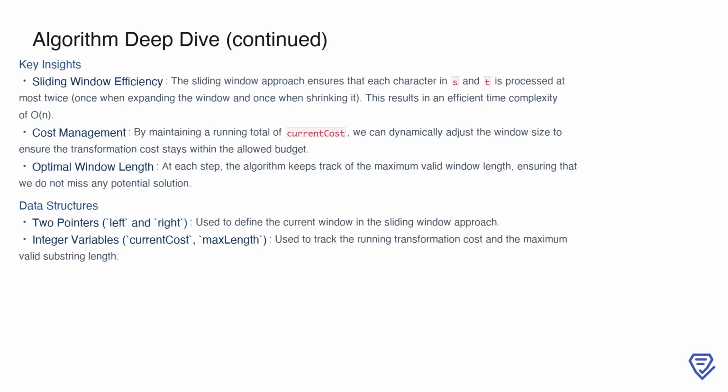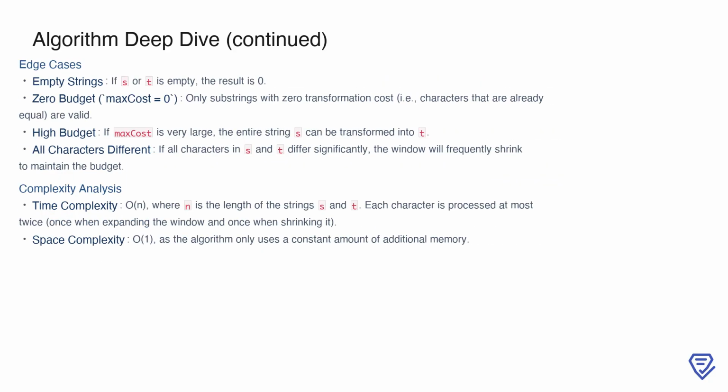The sliding window approach we've chosen is highly efficient because each character is processed at most twice, once when expanding the window and once when shrinking it, resulting in a time complexity of O(n), where n is the length of the strings. This ensures that the algorithm runs quickly even for large inputs. By dynamically adjusting the window size and maintaining a running total of the transformation cost, we can efficiently manage the budget constraints. Throughout the process, we continuously update the maximum valid window length to ensure we don't miss the optimal solution. The simplicity of the data structures used, including the 2 pointers and a few integer variables, also keeps the space complexity at O(1).